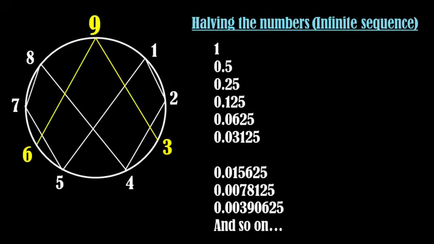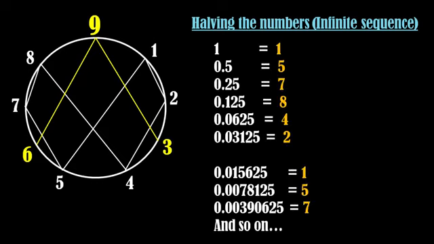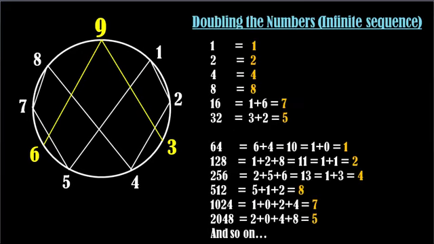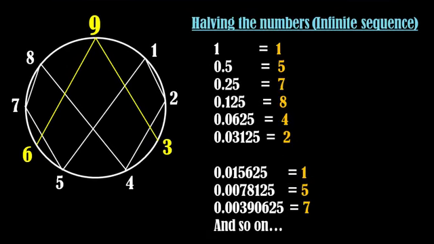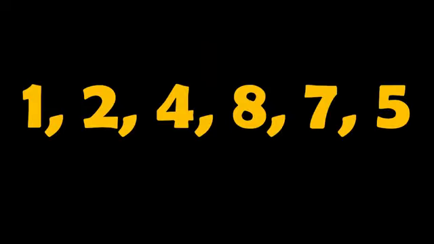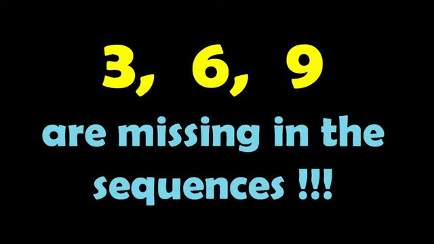Now, instead of doubling the numbers, let's halve the numbers repeatedly. This time also we will start with number 1. Add all the digits of the number and get the digital root as shown here. You will be surprised to see that this time too we get the same numbers repeatedly that we got in the case of doubling the numbers. So in both the cases of doubling and halving the numbers, we are getting the same numbers 1, 2, 4, 8, 7, and 5. Did you notice one amazing thing here?